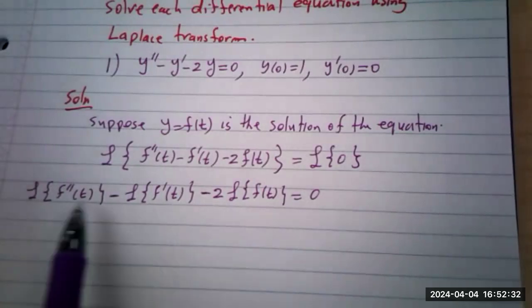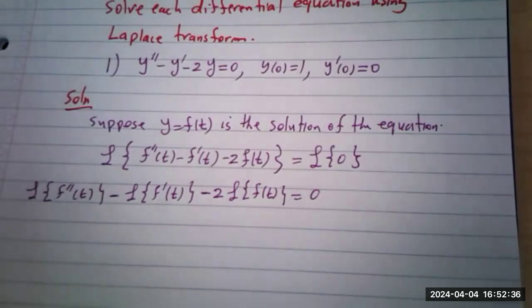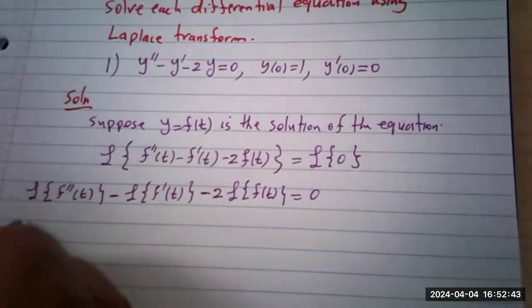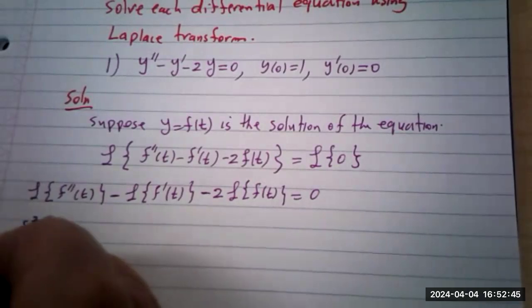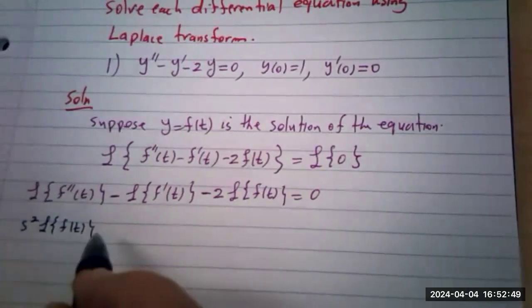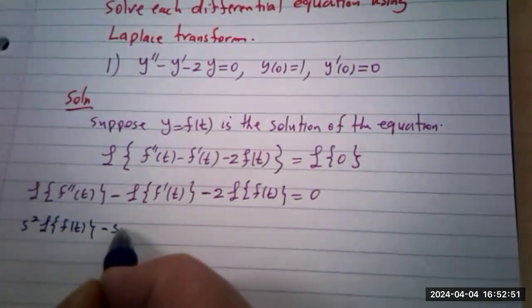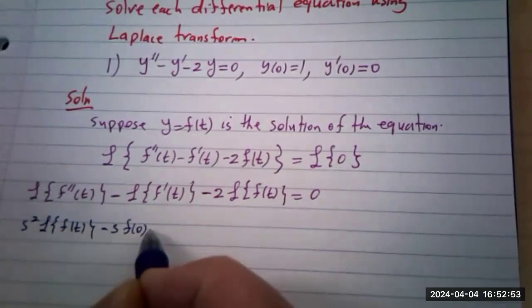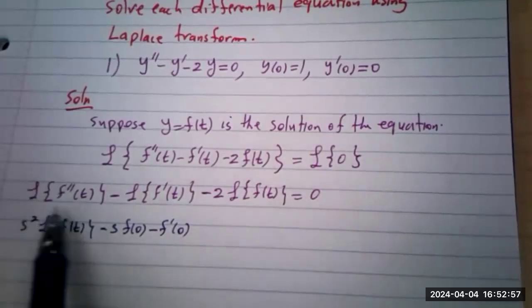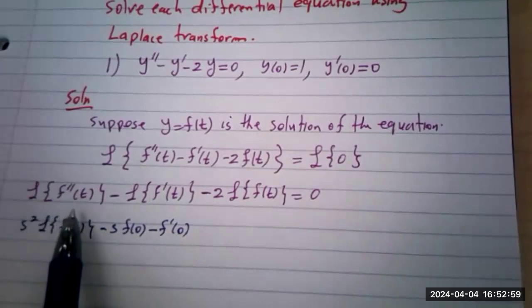Next, change this f prime, f double prime, bring the formulas. Write the formula for f double prime. For f double prime, remember you start with the s squared Laplace of f of t, reduce the power of s, minus s times f of 0 minus f prime of 0. This is where I just replace that Laplace of f double prime.